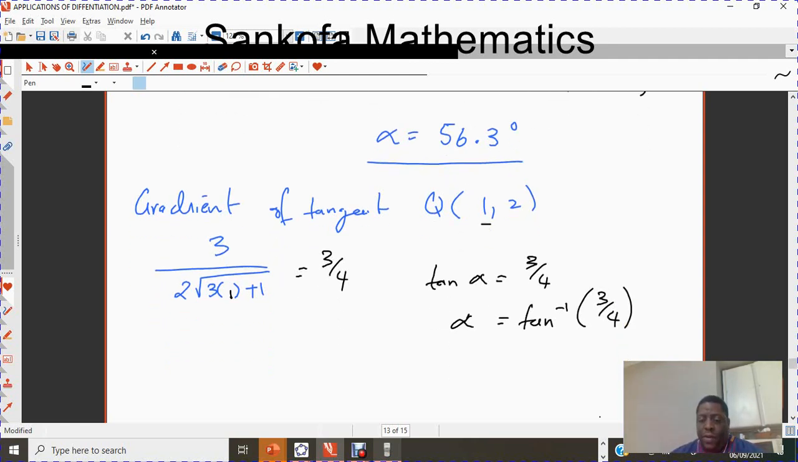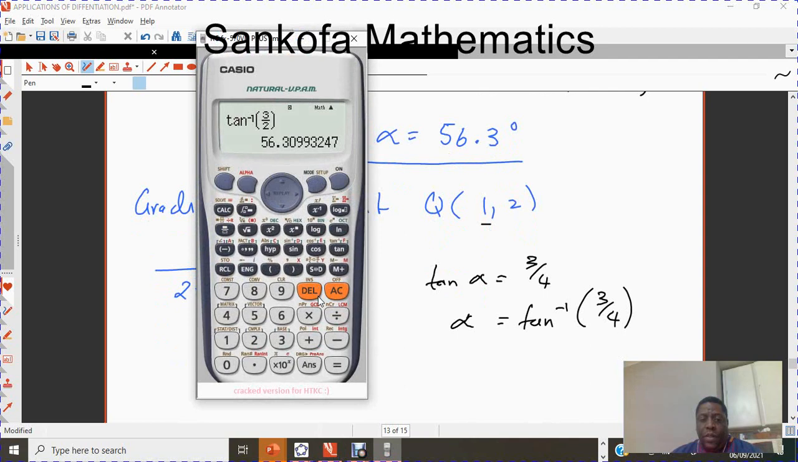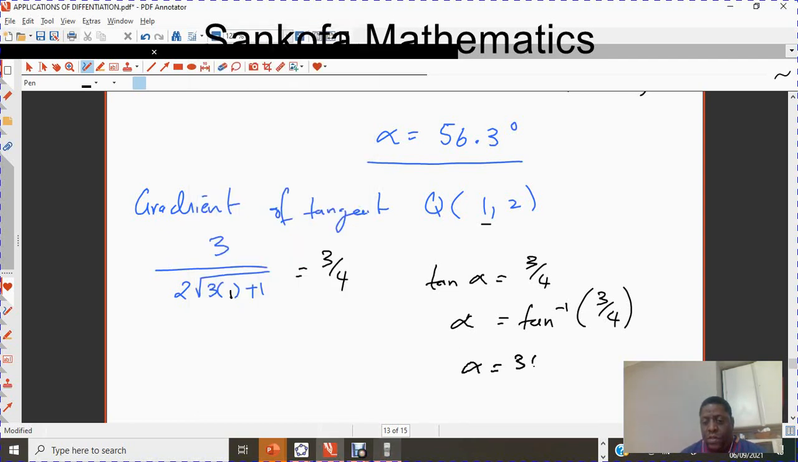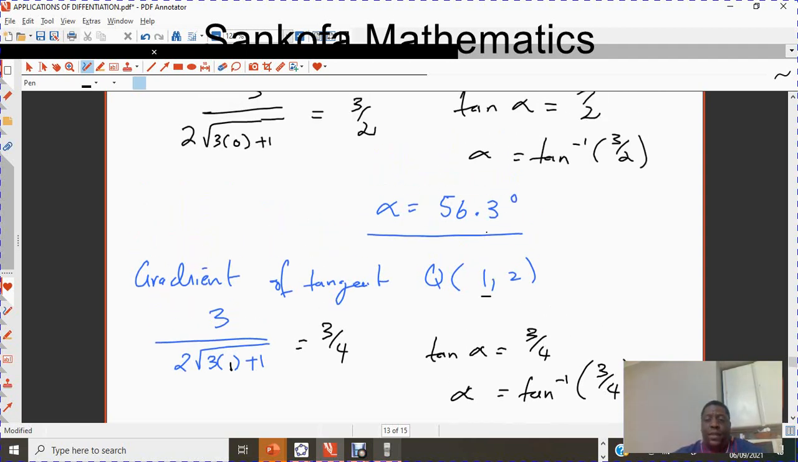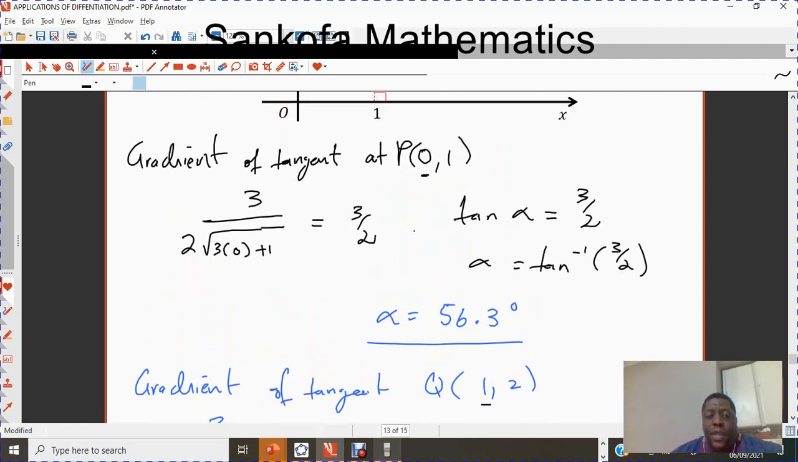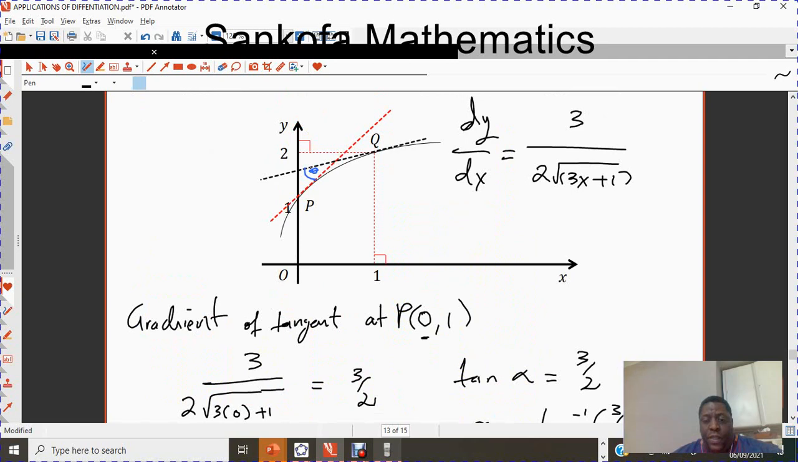Okay, and when we grab our calculator, we make sure that we can find that. Okay, so let's go back. That angle is 3 over 4, so that angle is 36.9 degrees. Right. So in order for you to find what we are looking for, we are saying, what will that particular angle be?